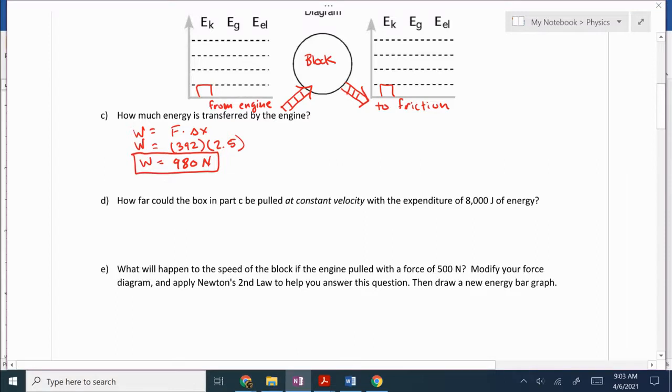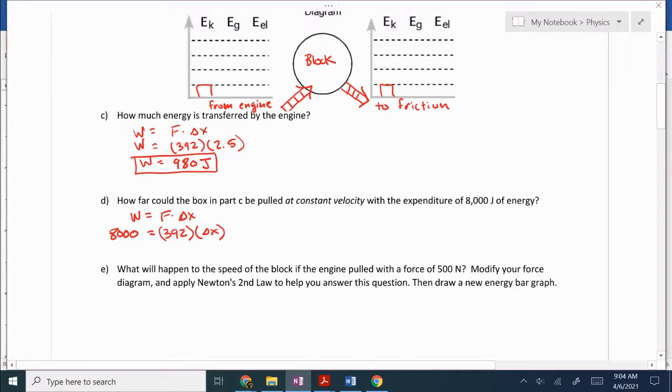Okay, how far could the box be pulled at a constant velocity with the expenditure of 8,000 joules of energy? So now, back to our work equals force times distance equation, we know that the little engine has put in 8,000 joules worth of energy. Oh, I wrote newtons up here, sorry. That should be joules. The force is the same, still 392, because we're still moving at a constant speed. So it's pulling with the same amount of force. And then I just want to know how far I'm going to pull it, which is x.